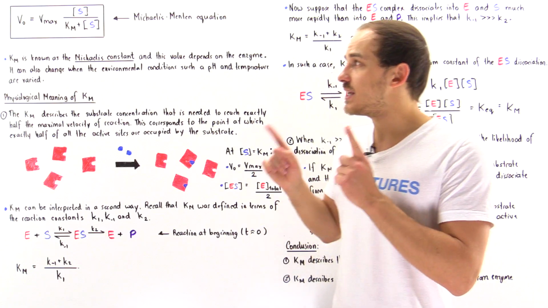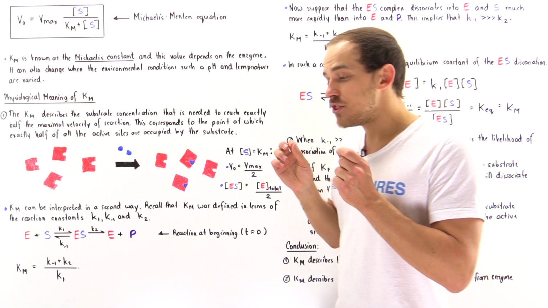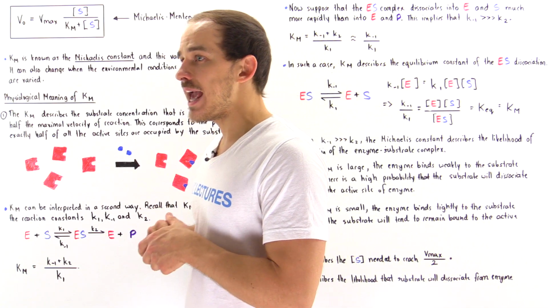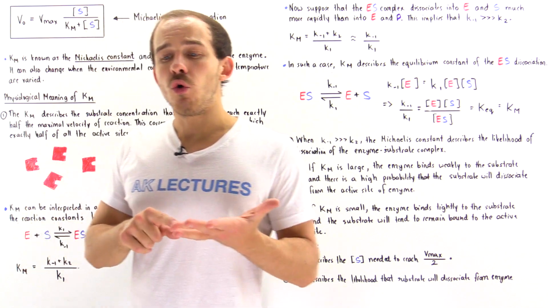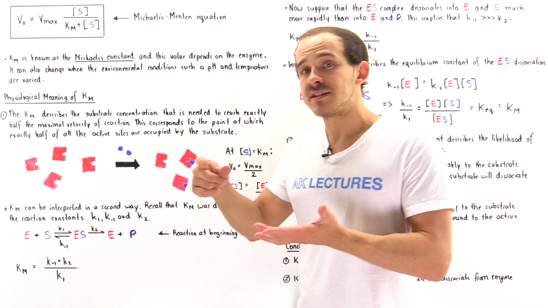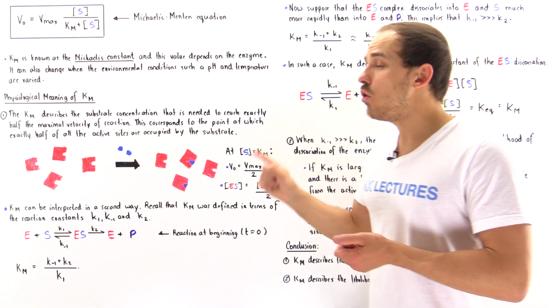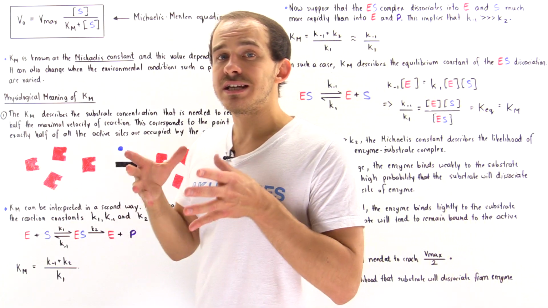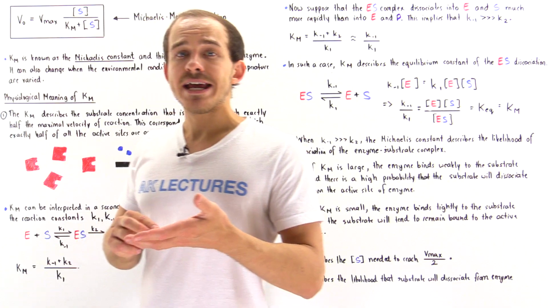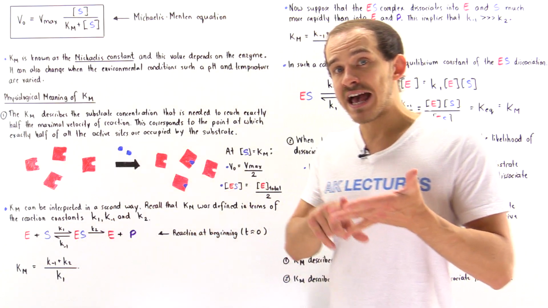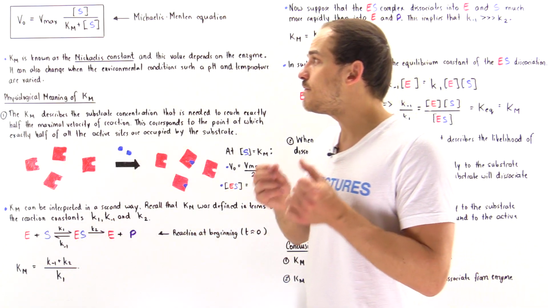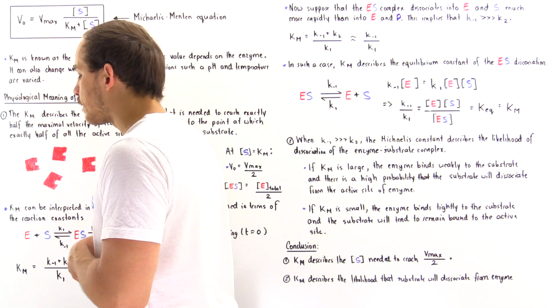So we see that the magnitude of the Km value depends not only on the type of enzyme and the type of substrate, but it also depends on the conditions in the environment. So by changing, for example, the pH or the temperature of the environment, we can affect the value of Km.